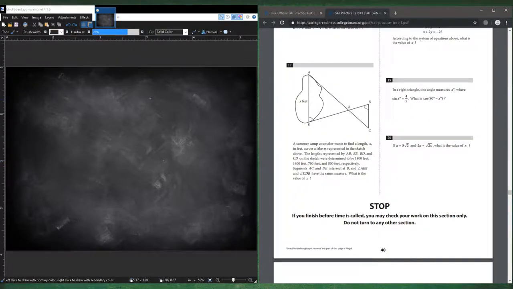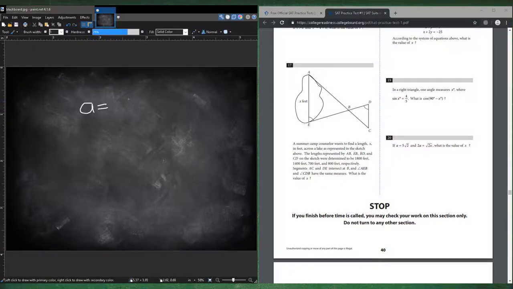Question 20: if a is equal to 5 square root 2 and 2a is equal to square root 2x, what's the value of x? So this is just a basic radical question. Let's just find out what a is without simplifying it. So a would just be square root of 2 times 5 squared, because that's how radicals work. So square root of 2 times 5 square root 2 would just be square root 2 times square root 5 squared.